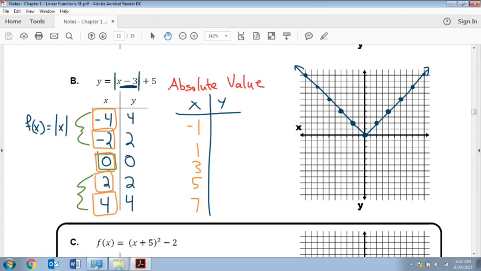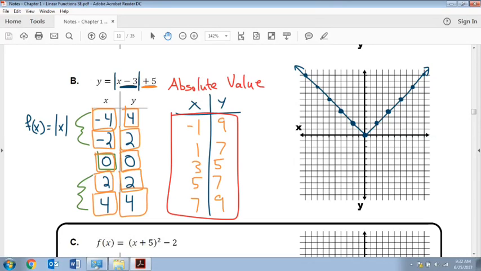Outside is y, and normal. This positive 5 out here is outside the bars, so we are going to add 5 to all the y values. So 4 plus 5 is 9. 2 plus 5 is 7. 0 plus 5 is 5. 2 plus 5 is 7. And 4 plus 5 is 9. You don't have to circle the whole thing, but those are your points for this function.